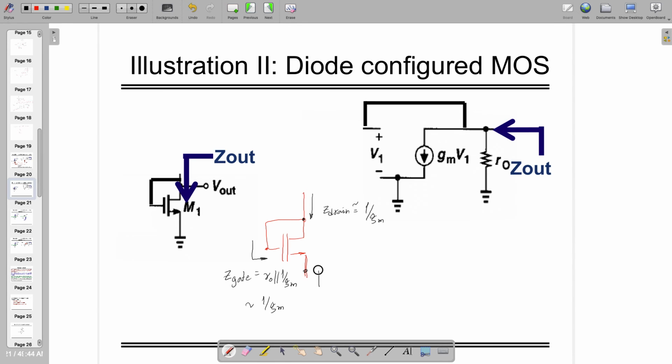What about the source impedance? What is the source impedance?